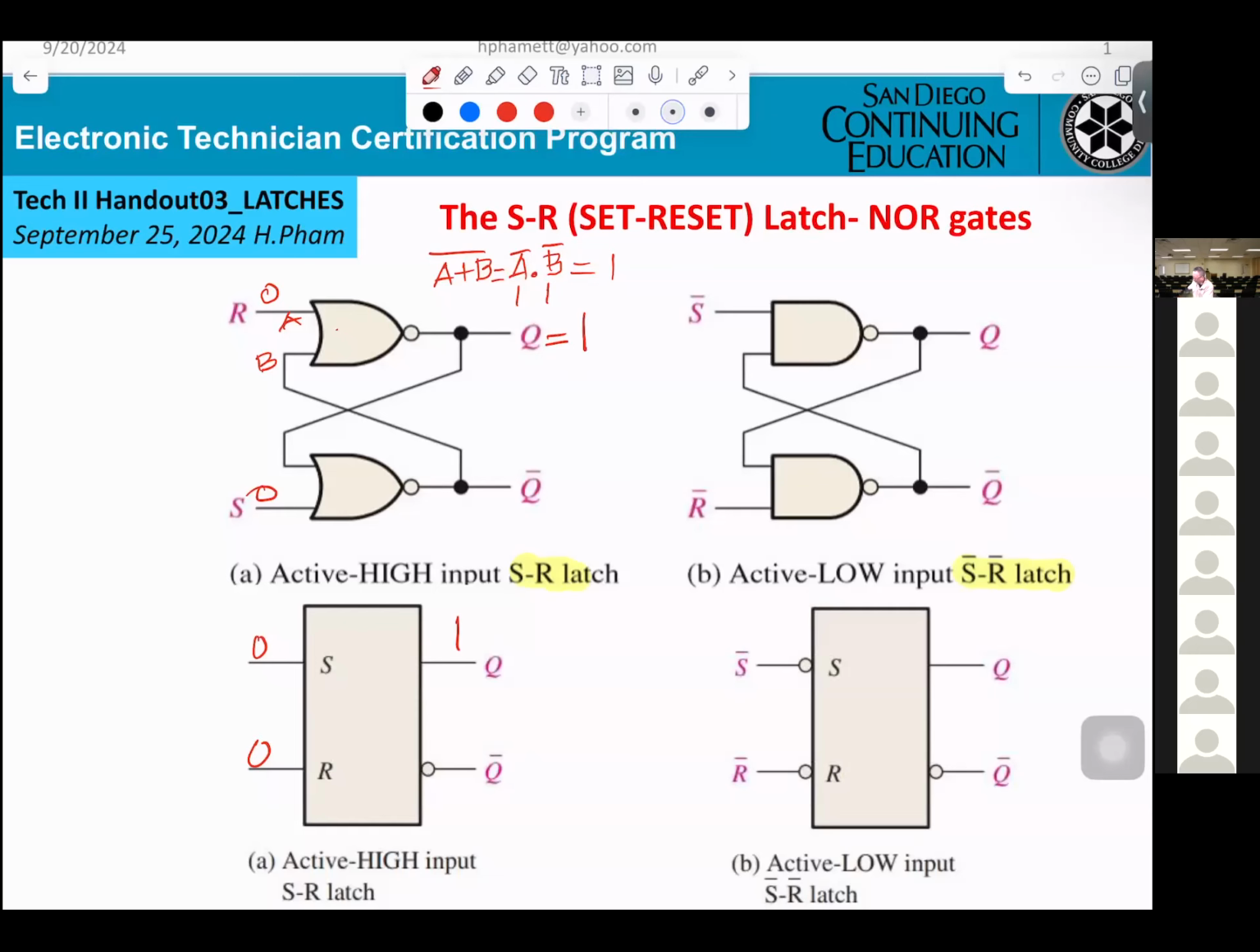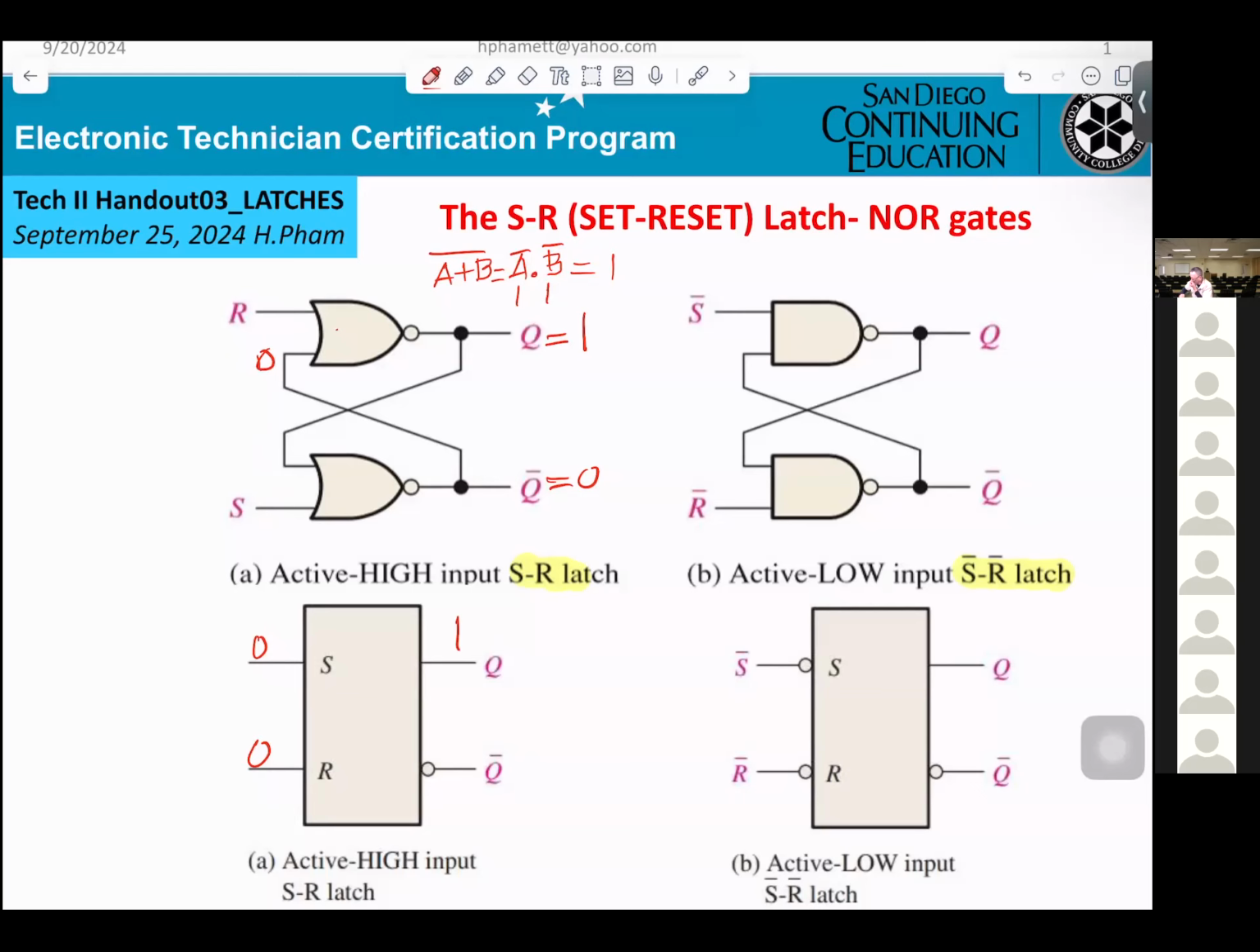Now, Q equal to 1. Going back here, you see that? They feed it back here. So 1 and 0, they're telling you Q, not Q: 0. And now, if not Q is 0, they go back here, you get 0 here.